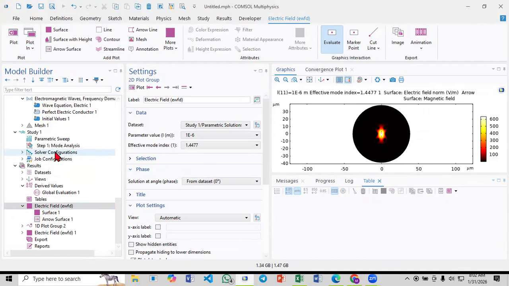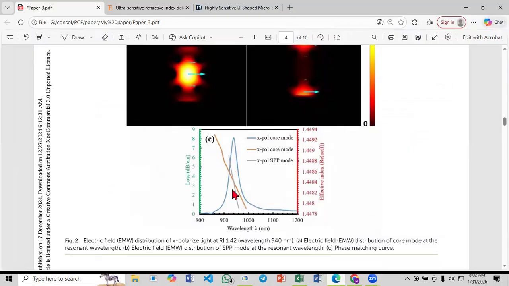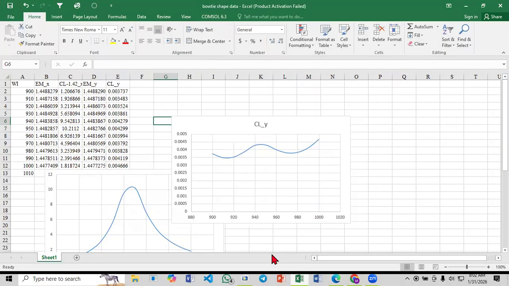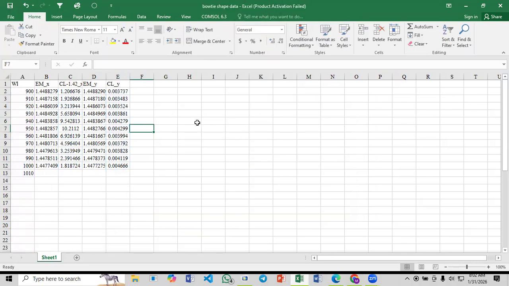For reproducing, I forgot it. So what I told you, that we want to reproduce this graph, then we have to calculate this curve and this curve. This is for explorized core mode, real part of explorized core mode, and this is the real part of SPP mode. Sorry, this is for SPP mode, real part of SPP mode, and this is the real part of core mode. So now for that, this curve and this curve.